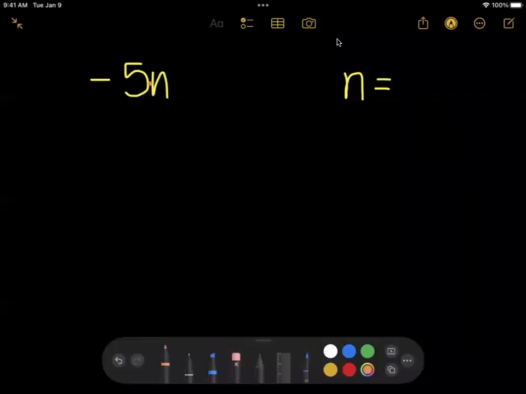Instead of negative 1, I'm going to make the value 3. So now I can evaluate the expression negative 5n when n is equal to 3. So negative 5 is still times n, right in between there. So I'm going to do negative 5 times n, but this time I'm going to replace the n with the 3. So I'm going to take that out and substitute in the 3. Well, negative 5 times 3 is negative 15. So this expression is equal to negative 15 when n is equal to 3.